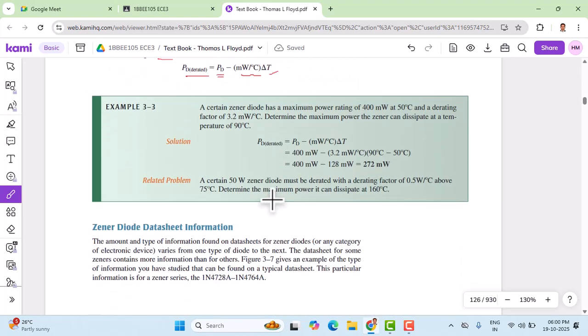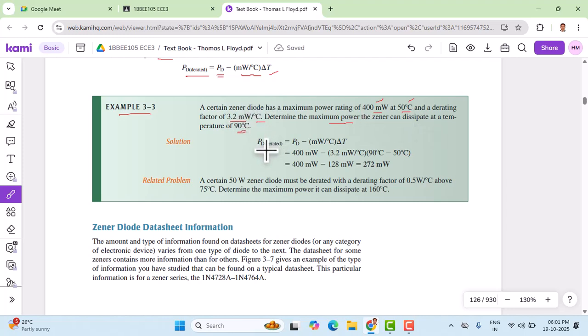And let's have a look at this problem so that we can understand how this derating factor is going to be useful. A certain Zener diode has a maximum power rating of 400 milliwatts at 50 degrees Celsius, and the derating factor is 3.2 milliwatt per degree Celsius. Determine the maximum power the Zener can dissipate at a temperature of 90 degrees Celsius. So the maximum power dissipation is given at 50 degrees Celsius, which is 400 milliwatt, and the derating factor is given as 3.2 milliwatt per degree Celsius, and we need to estimate what is the maximum power that Zener can dissipate at 90 degrees Celsius.